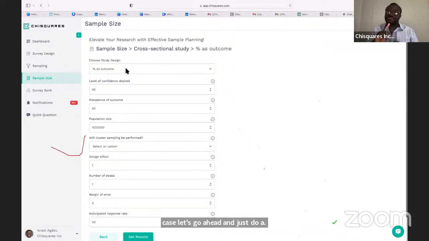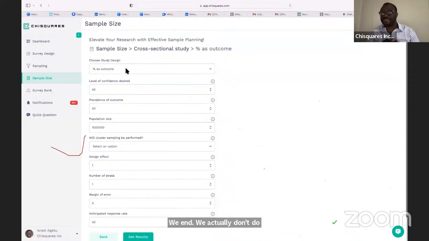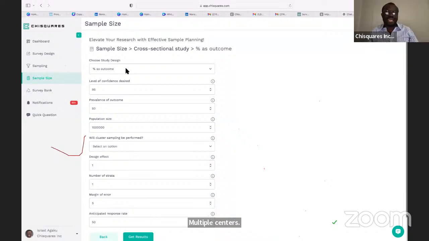And just to add, for those of you who might end up working in CROs, contract research organizations, we actually don't do sample size calculations for exploratory analysis. Why? Because the data we get, it is what it is. Let's say I want to do a study of patients who are on this new drug, let's say dolutegravir, and there are patients from multiple centers. I am getting all the data I can get from them. All the data I get is what I get. I don't have the luxury of calculating sample size.